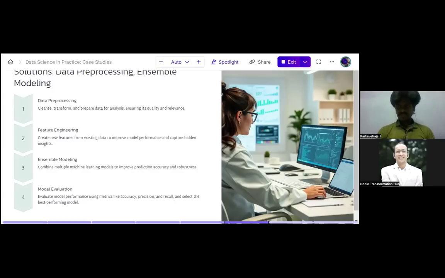Then model evaluation is evaluating model performance using metrics like accuracy, precision, recall. These are very important techniques. Like we have studied these techniques, how we can measure accuracy, how we can improve precision, recall. Okay. And select the best performing model. So this is how we can do model evaluation.